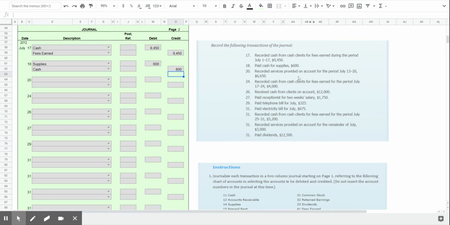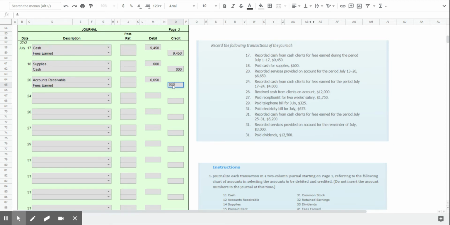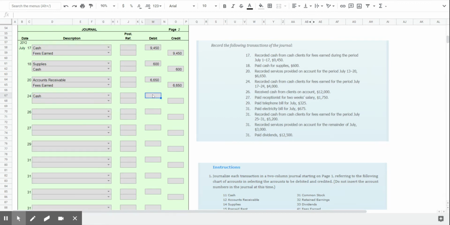On the 20th, we recorded services provided on account. And so our accounts receivable is an asset account that's going to go up by $66.50. And our fees earned, that revenue account, is also going to go up. We provided services. Our customers just haven't paid us yet. On the 24th, we received cash from some clients for fees earned. And so our cash would go up on the 24th by $4,000. And again, that's for fees earned. The revenue is also going to increase by $4,000.